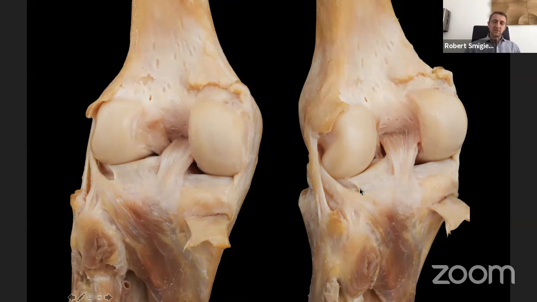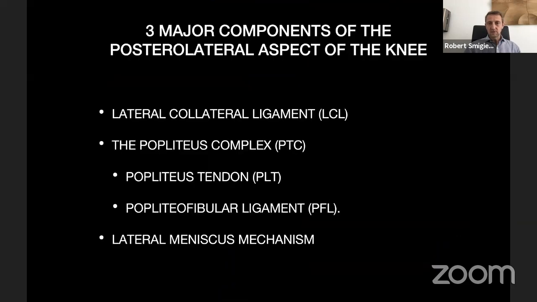These are the menisco-popliteal fascicles, posterior superior and anterior inferior. I will show you in a short time the next things. Also on the lateral side, which is very important, lateral collateral ligament, popliteus complex, together with the popliteal tendon, the popliteal fibular ligament, and the lateral meniscus mechanism.